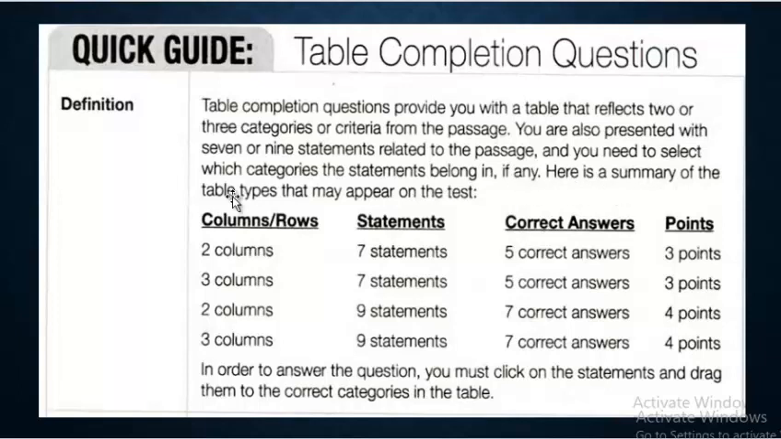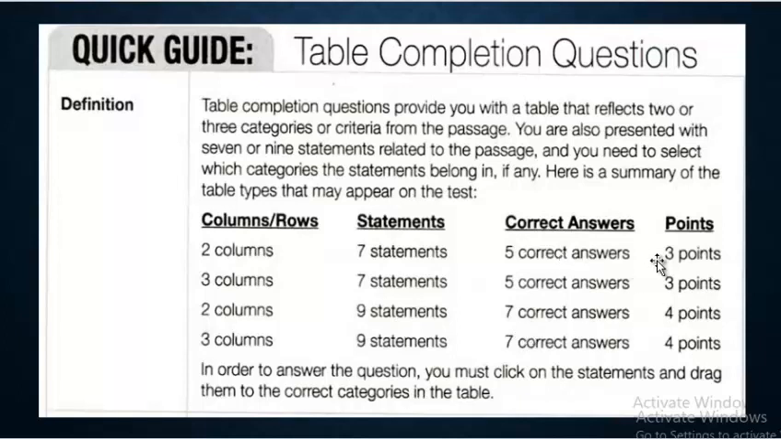Here is a summary of the table types that appear on the test. This means columns and rows: 2 columns, maybe 3 columns. There may be 7 through 9 statements. If there are 7 statements, we have 5 correct answers. If there are 9 statements, there should be 7. You have to choose 7 statements as correct answers.